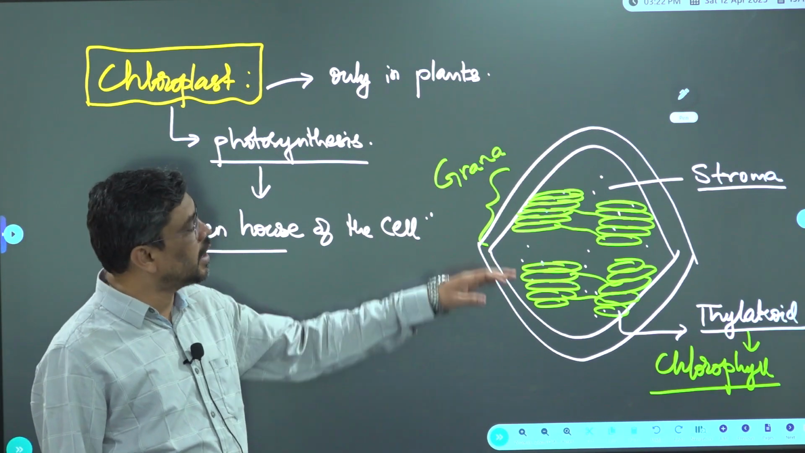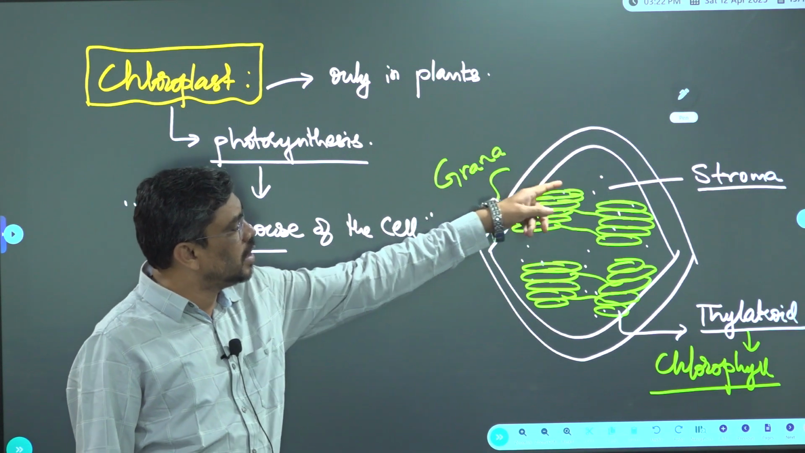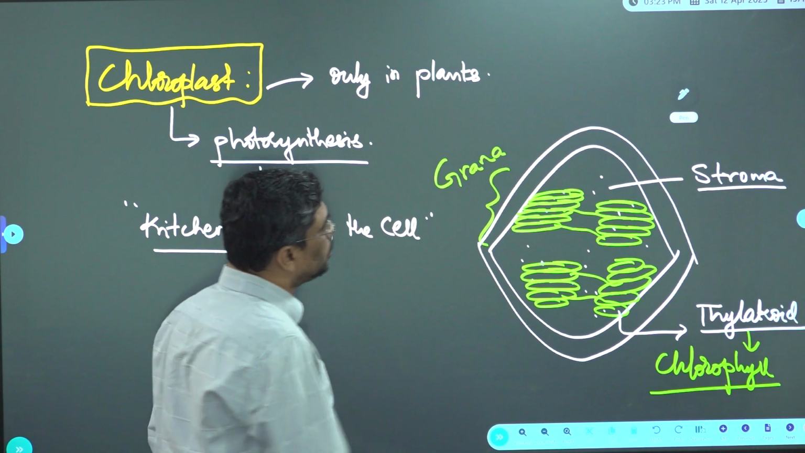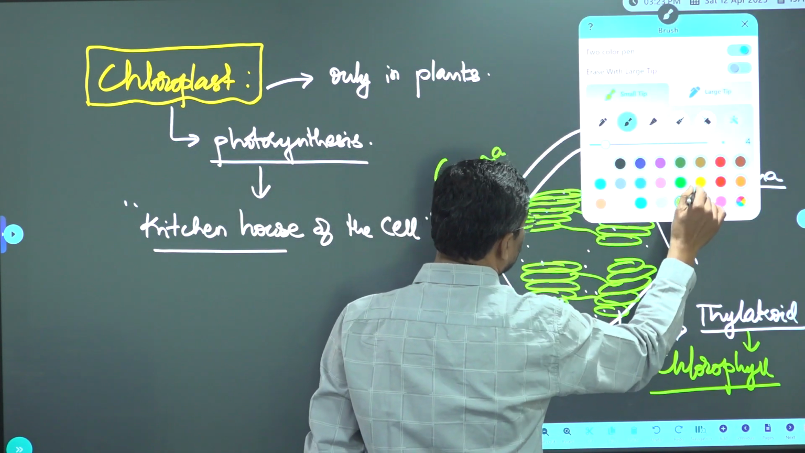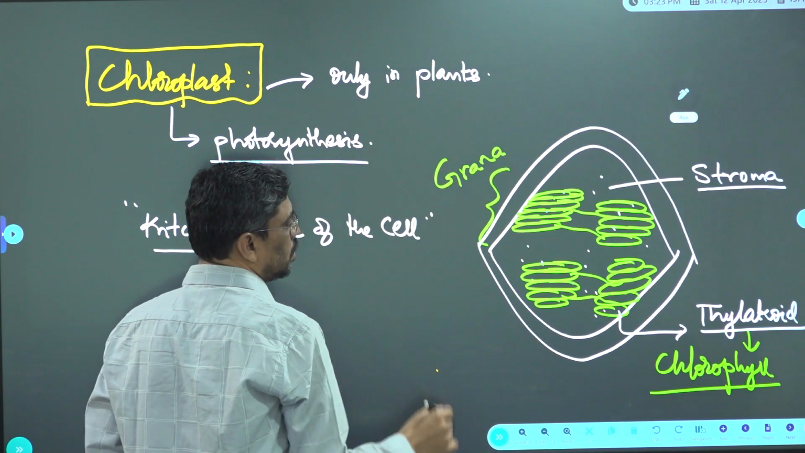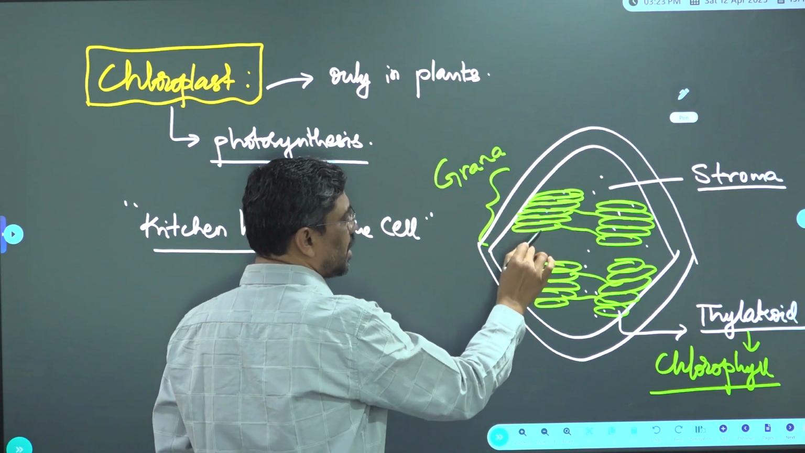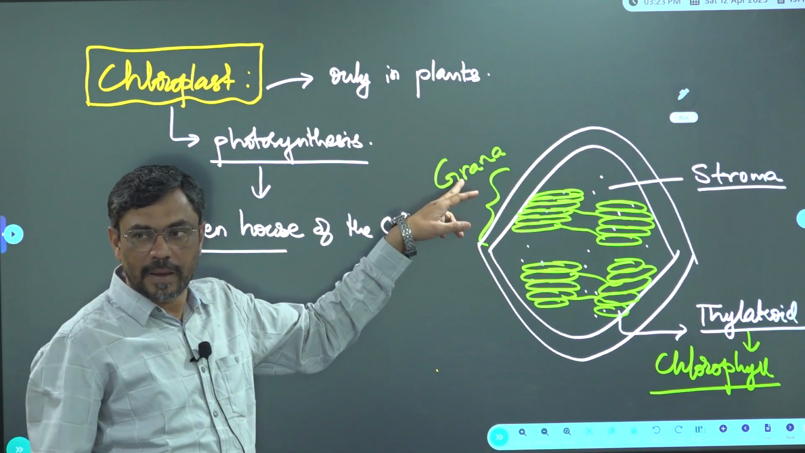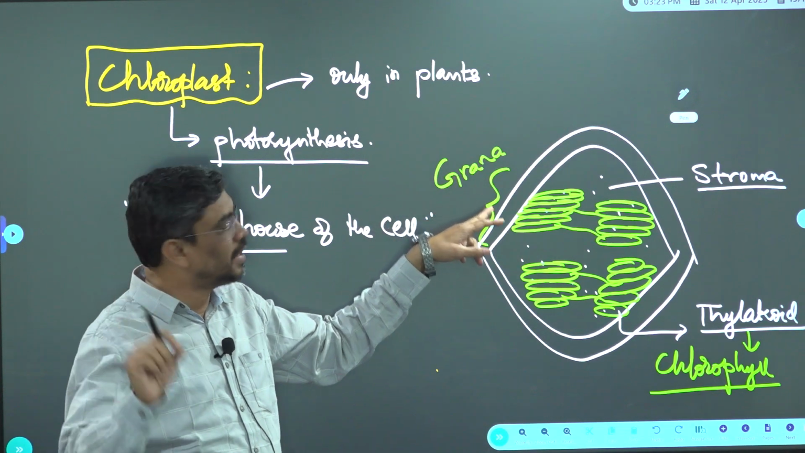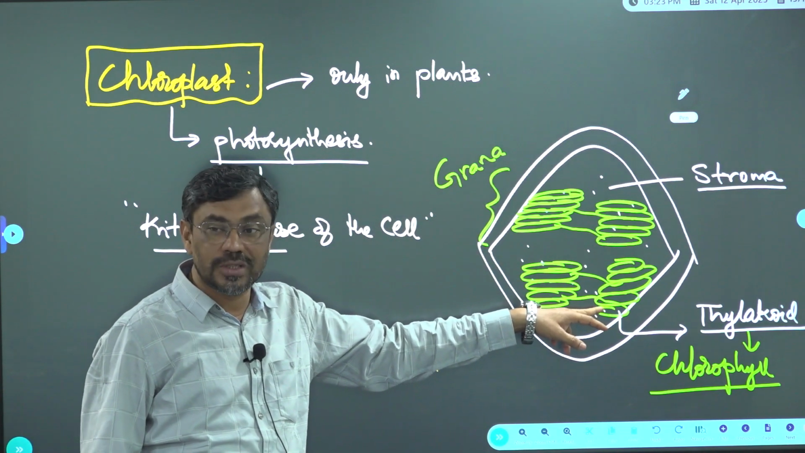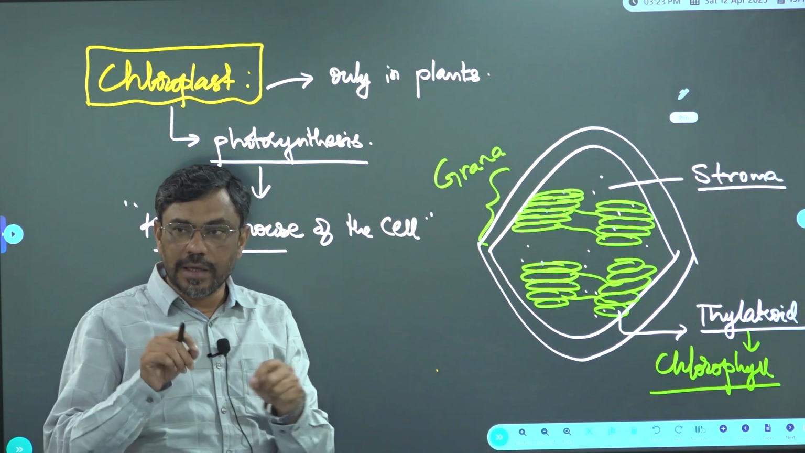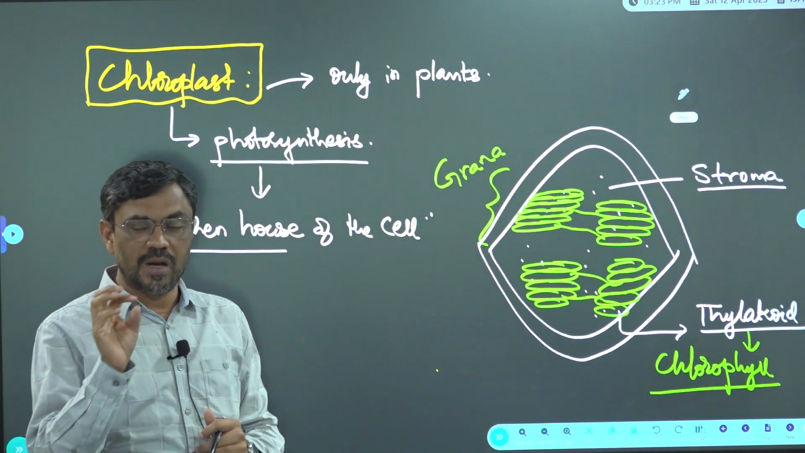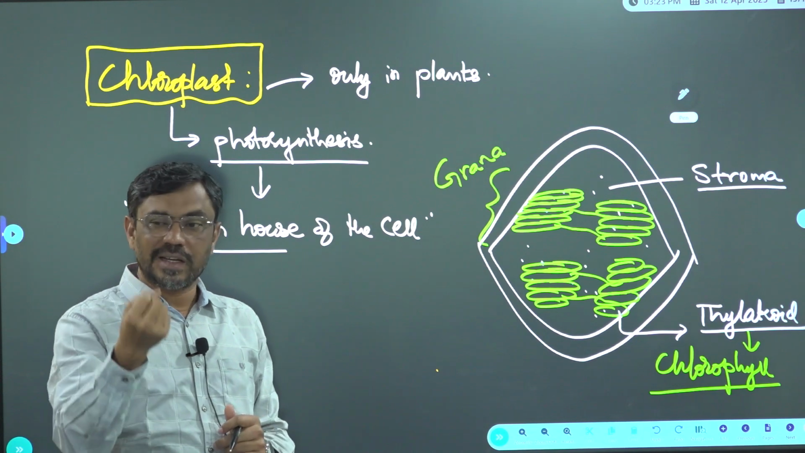It contains two membranes, outer and inner membrane. Inside the chloroplast, there is a fluid matrix called stroma. In the stroma, tubular structures are arranged one above the other, and this structure is called a grana. Each tube in the grana is called a thylakoid. In the thylakoid, there is a green colored pigment called chlorophyll. With the help of this chlorophyll, the plants can capture sunlight.